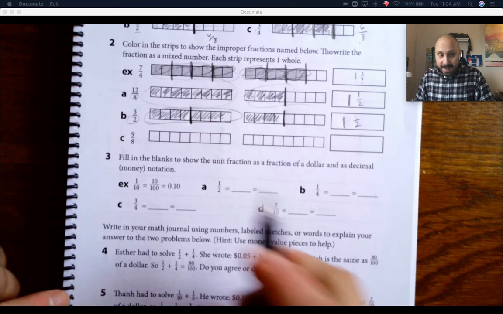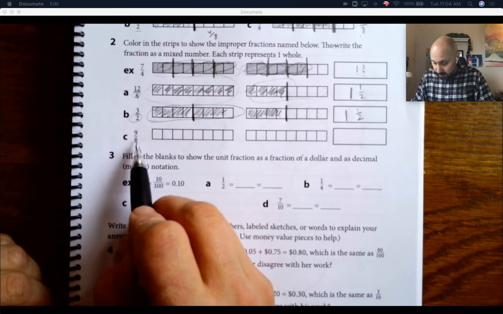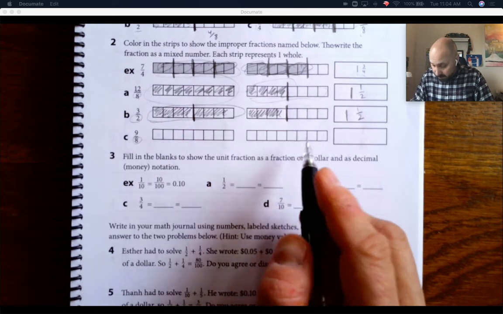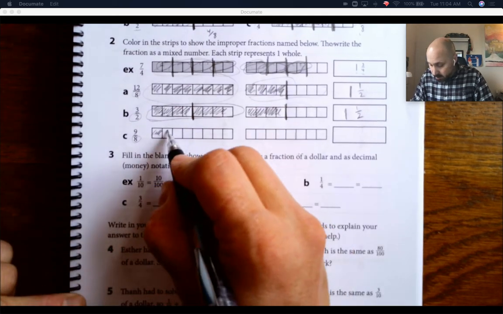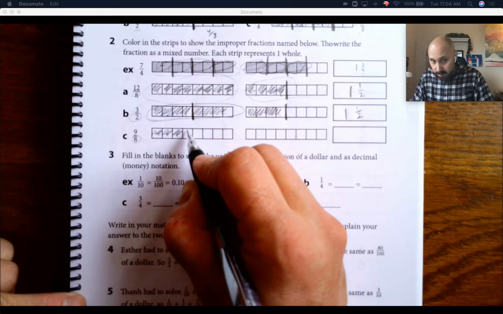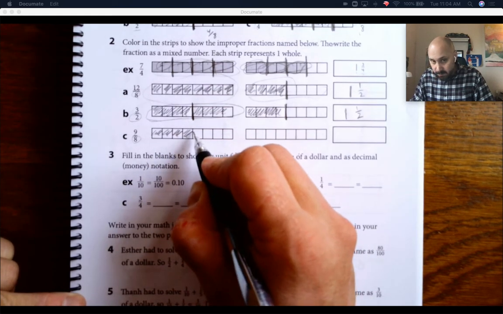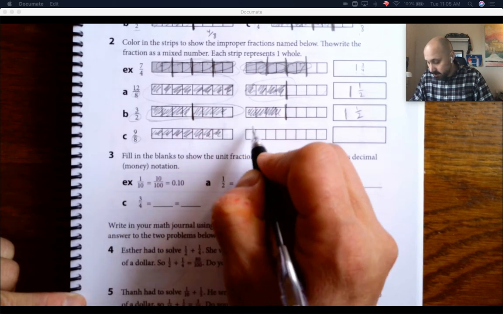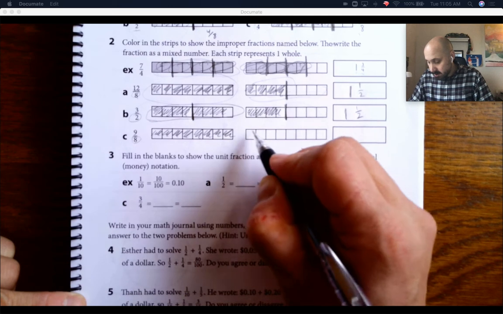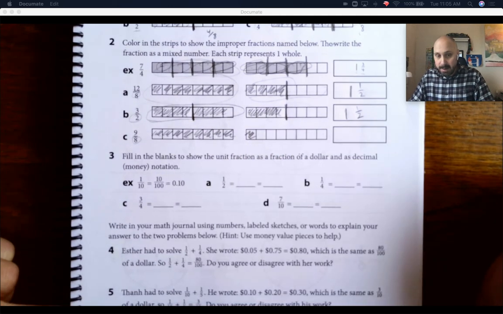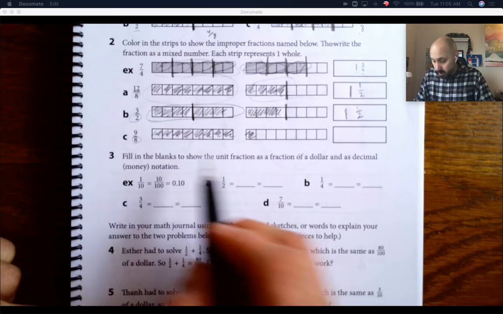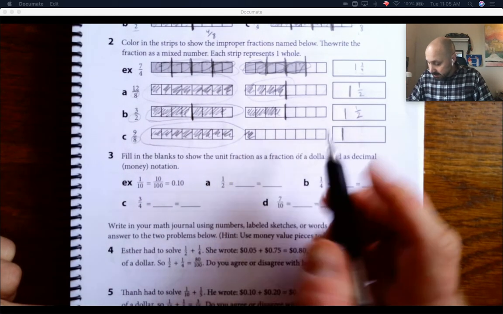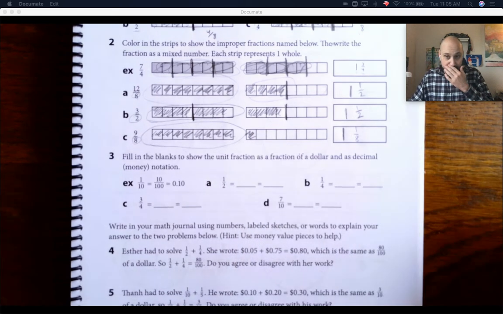All right, so now we're at 9/8. Ooh, we love eighths because these are split up into eighths. So we're just going to shade in 9 little squares. 1, 2, 3, 4, 5, 6, 7, 8, 9. All right, so right now I have 9/8 shaded. So I have 1 whole strip shaded, and then 1 out of the 8 shaded in the second strip.